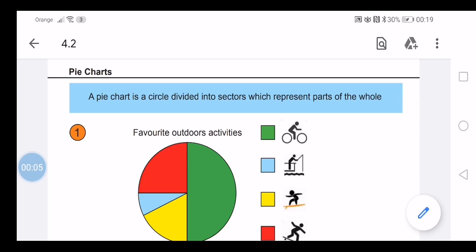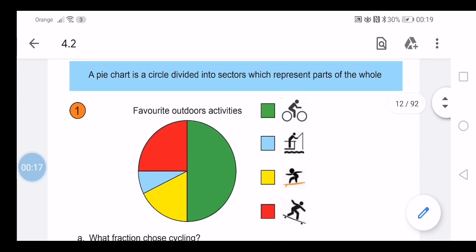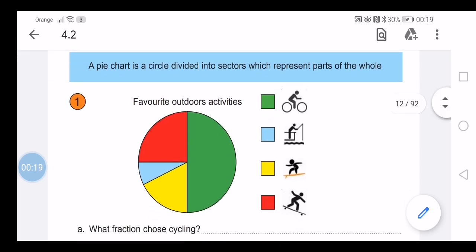A pie chart is a chart that's represented in a circular form. It's the shape of a pie, like an apple pie. And the first one is very easy. Just make sure you read the questions properly. Have a look at the graph. I think it's very self-explanatory.